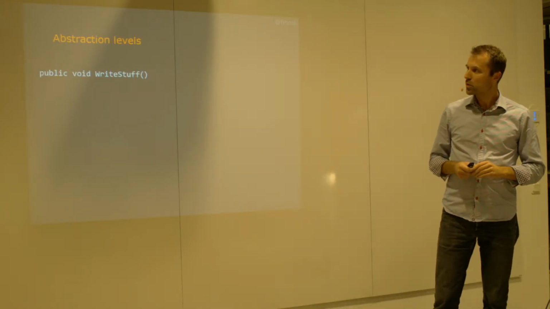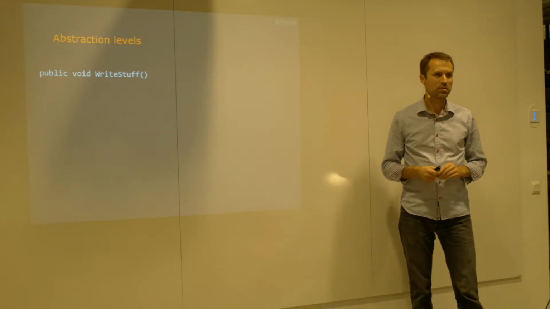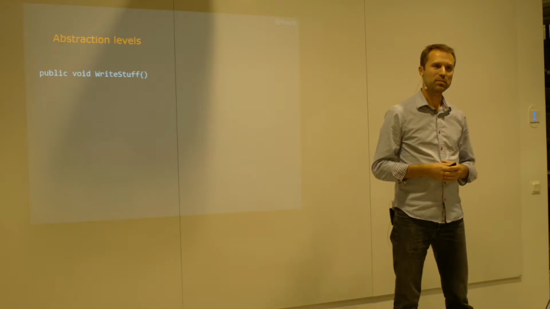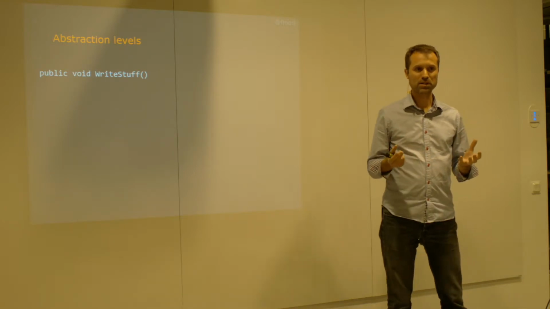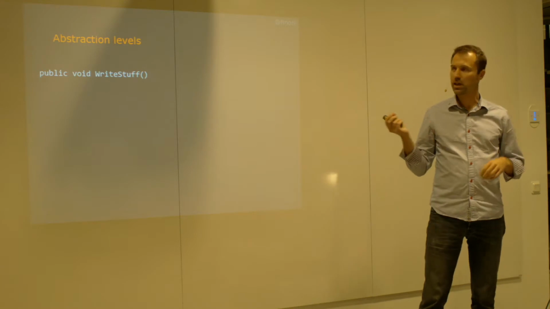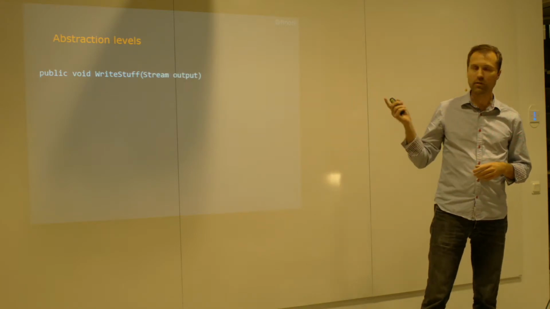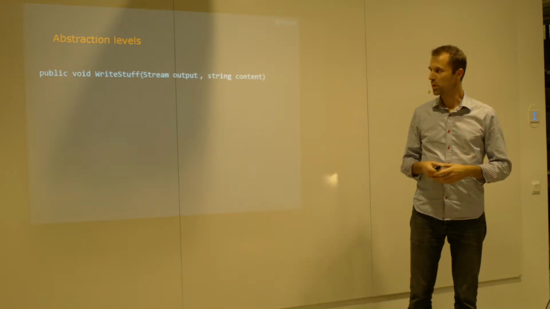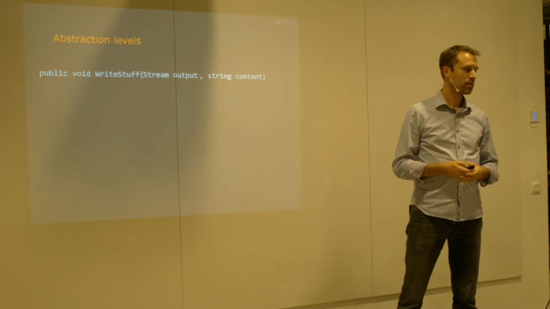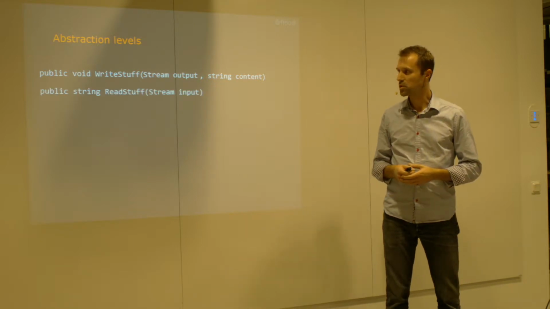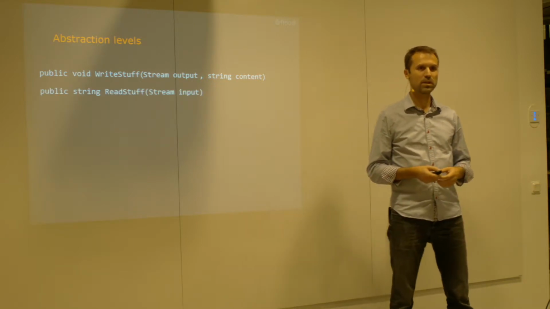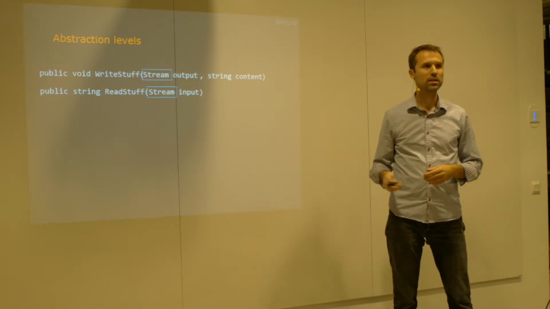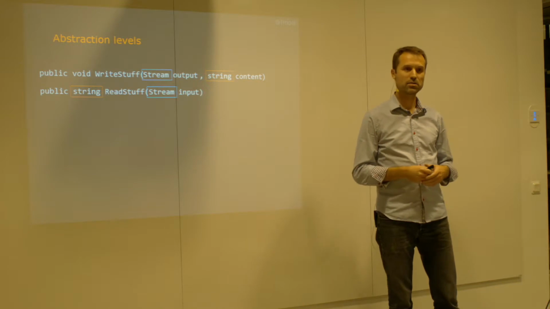And while talking about abstractions, we can touch the subject of abstraction levels. Let's stay in the file system. How do we describe a file? What kind of concept do we have for a file? Let's say that we have a write stuff method. It takes a stream to write something to, and it takes a string with the content to store. Then if we have a read stuff method, it should take a stream to read from and return the data as a string. The concept file is represented by a stream, and the content is represented by a string.